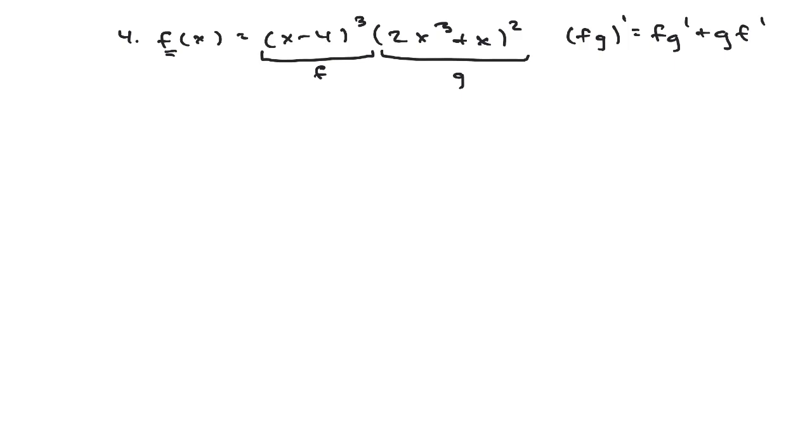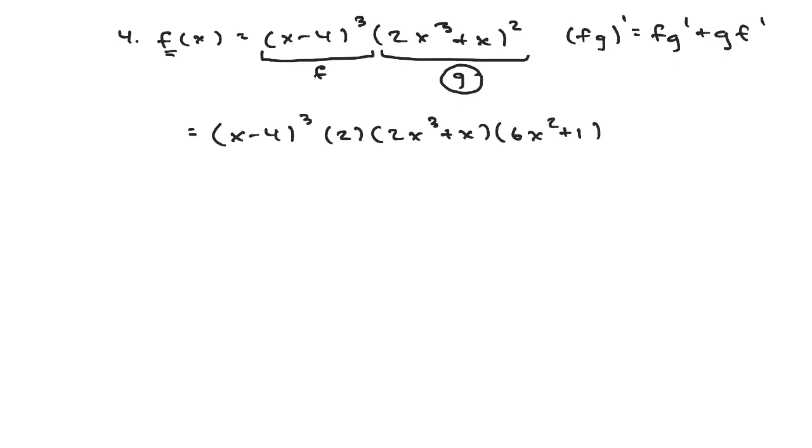All right, so what we're going to get in this case is the first function, which is x minus 4 cubed. And then for the derivative of g, we're going to have to use the extended power rule. So that's going to be times 2 times 2x cubed plus x to the first power, and then we're going to multiply that by the derivative of the inside, which is 6x squared plus 1. The extended power rule says that we take this exponent and we move it out in front and then bump it down by 1.